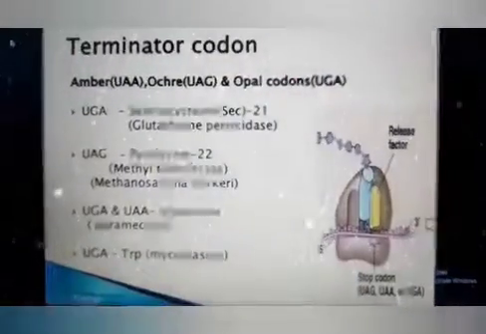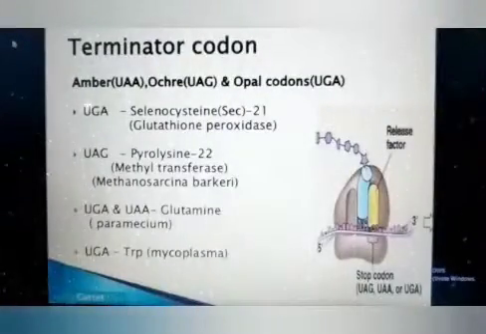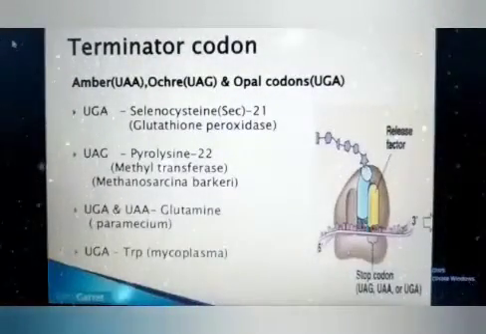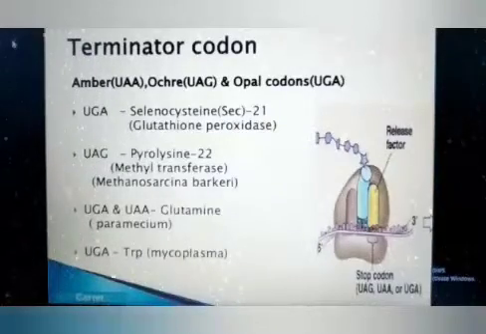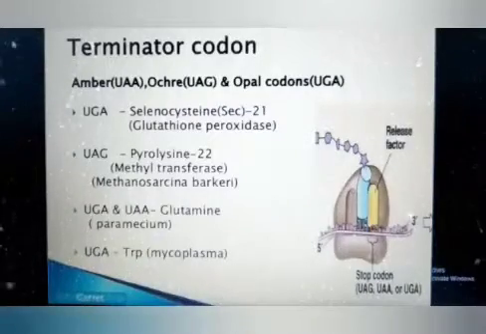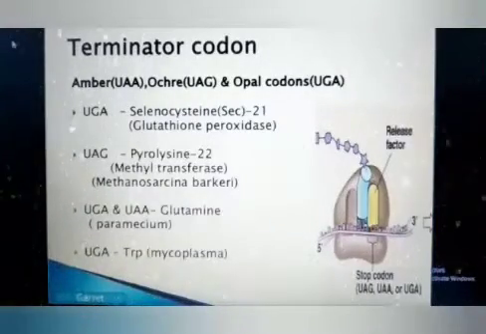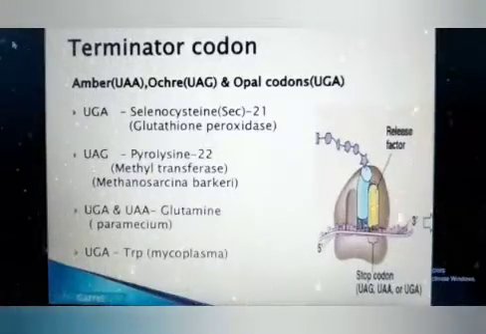Next is the terminator codon. Terminator codons are amber, UAG, ochre, UAA, and opal, UGA. Here is the example. You can see it and write it down in your notebook.